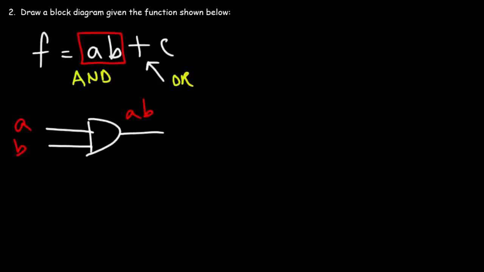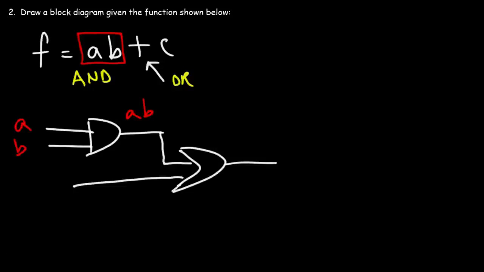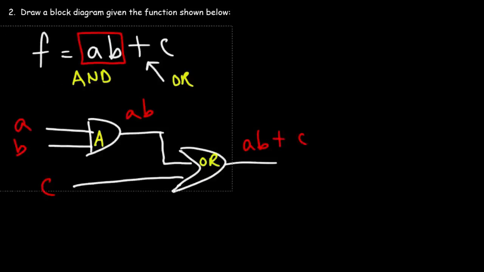Now we need to connect that with an OR gate. And then we need a new input, input C. So the OR gate will take the sum of these two inputs, and so we'll get the output AB plus C. And so that's it for that example.